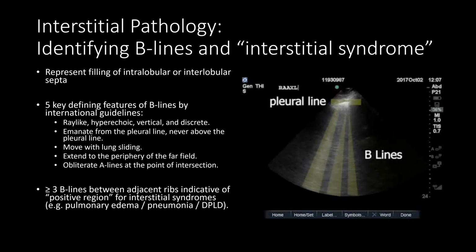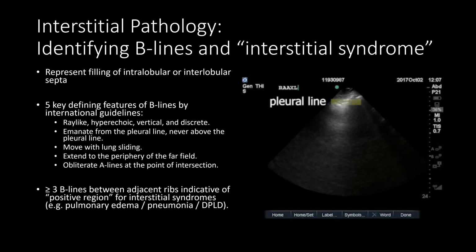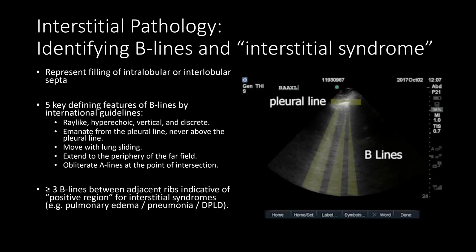Pathologic interstitium is usually identified by the presence of B lines. B lines represent filling of intralobular or interlobular septa with fluid usually. The B line is defined by 5 key features. In the video on the right here, you can see they are ray-like, hyperechoic, and vertical. They emanate from the pleural line at the top here, and they never come from above. They move with lung sliding, as you can see in the video.